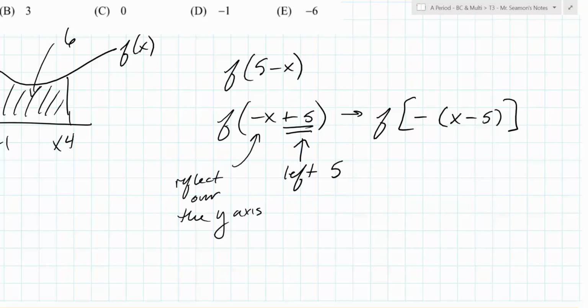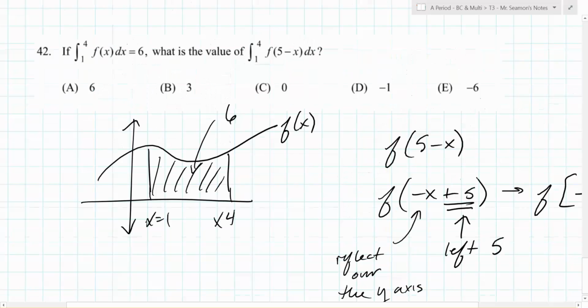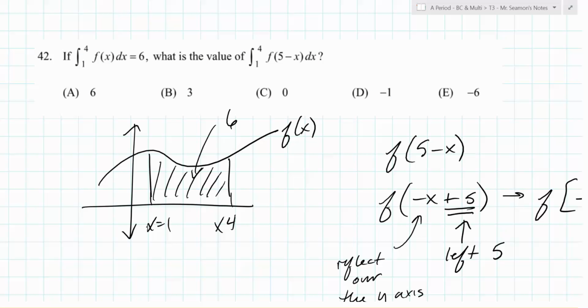So what is the x minus 5? What does this mean? You go right 5 and then reflect it. So you bring this whole thing over and then reflect it. And then you're going from 1 to 4. Reflect it and then 5. Okay, so if we reflect it and then 5 and then run this integral, what's the answer going to be?